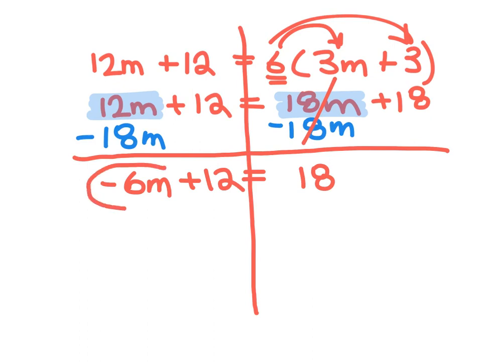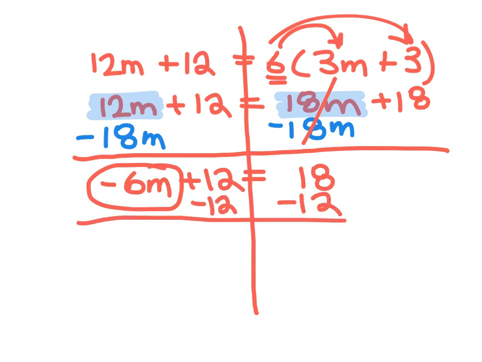My last step is to get my variable all by itself. So I'm going to subtract 12 from each side. Opposite of positive is negative. 12 minus 12 is 0. So I'm left with negative 6 times m equals 18 minus 12, which is 6.